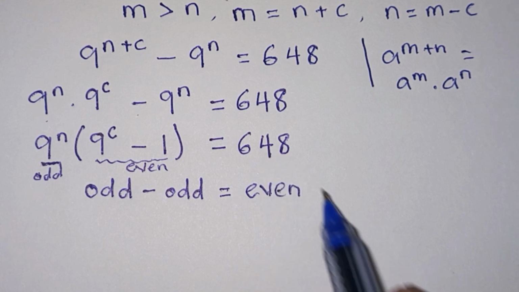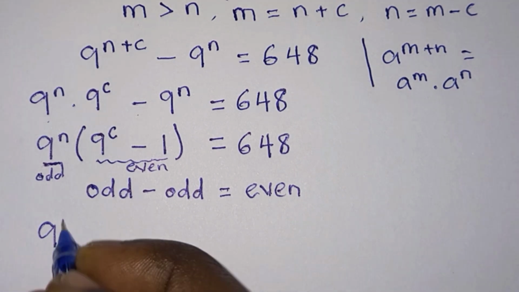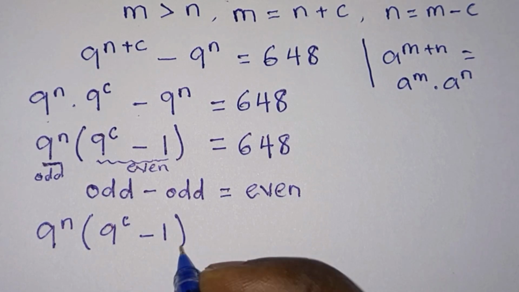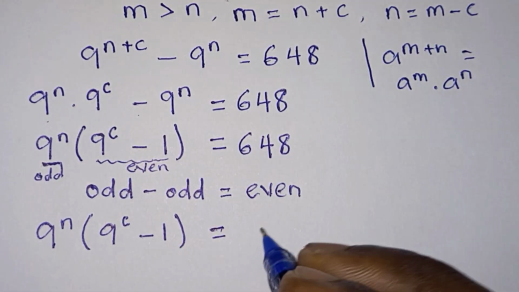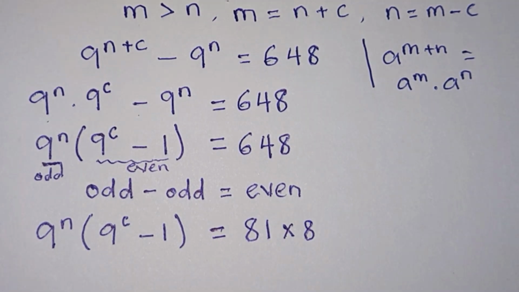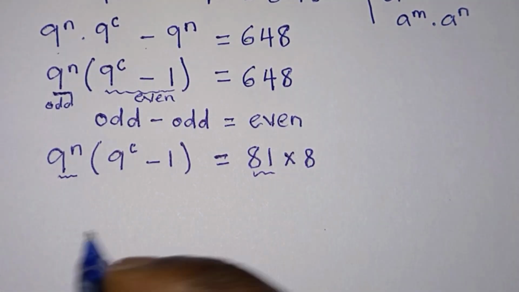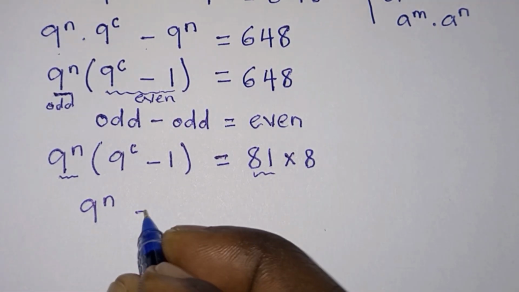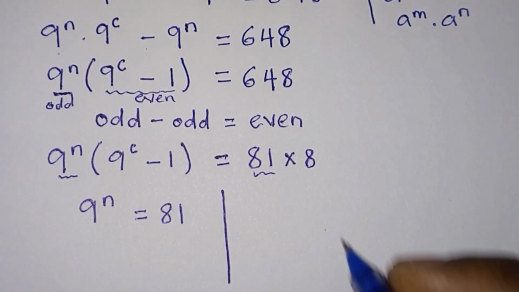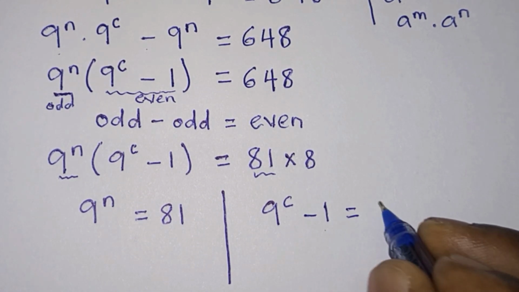So let's write the right-hand side in such a way that we will have odd multiplying even. So we have 9 to the power n times 9 to the power c minus 1 is equal to, we write this as 81 times 8. So we see that this is odd and this is odd, so we can equate them. We have 9 to the power n is equal to 81. This is the first equation. Then we have 9 to the power c minus 1 is equal to 8.